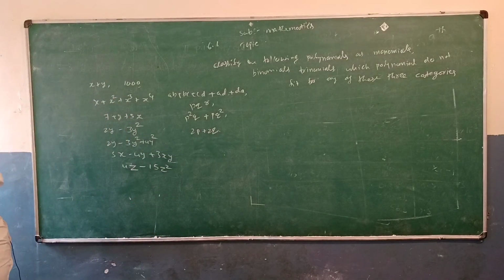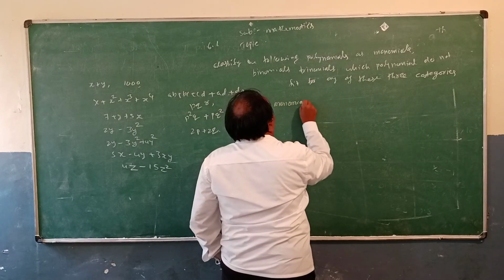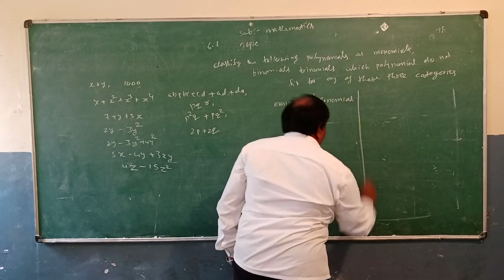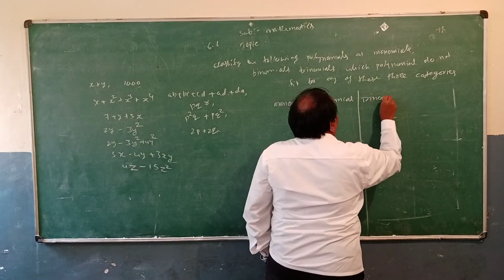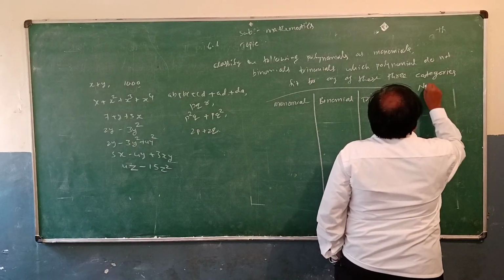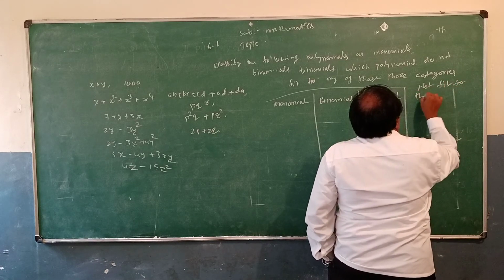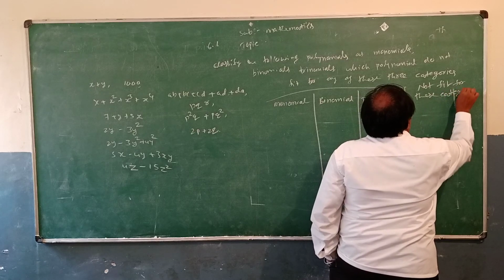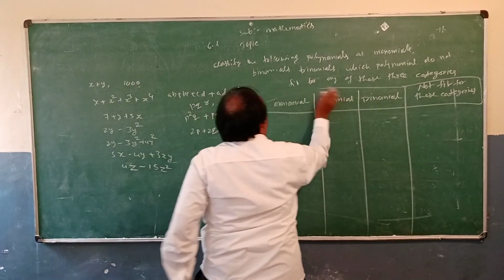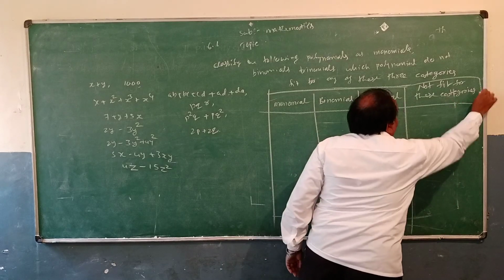Well, students, now we are going to make one table: monomial, binomial, trinomial, and expressions that do not fit these categories.